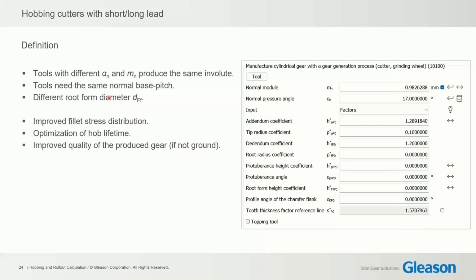When are the long or short lead tools used? They can be used to improve the fillet stress distribution. They can be used to optimize the hob lifetime. And if we only have a finishing operation with the hob, it can also be improved. It can also be used to improve the quality of the produced gear, like I said, if we're not grinding the gear afterwards.